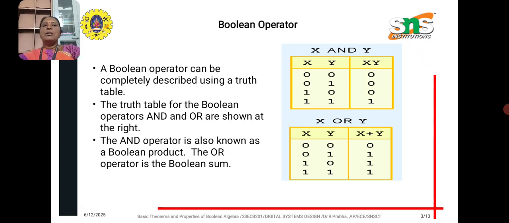So a Boolean operator can be either AND or OR. For example, we are given the AND operation. In this AND operation, the truth table is given at the right side, and if both the inputs are 1 and 1, we get 1, otherwise we have 0. And for the logical OR operation, if any one of the inputs is 1, we get 1 as the output, and if both the inputs are 0, we get 0 at the output.